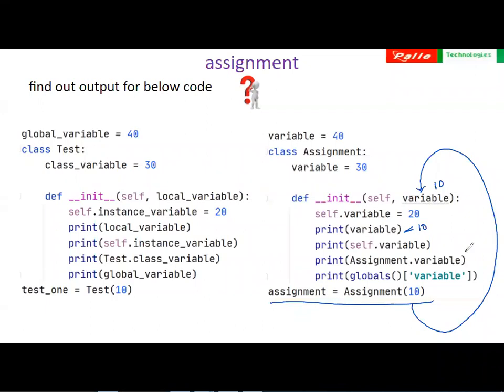Now self dot variable. Do we have any instance variable here? Definitely we have. What is the value stored there? 20, so 20 will be the output. Similarly, assignment dot variable. Now tell me, which variable am I pointing to here? The class variable. Do we have any class variable called variable here? What is the value of that? 30. Very good.